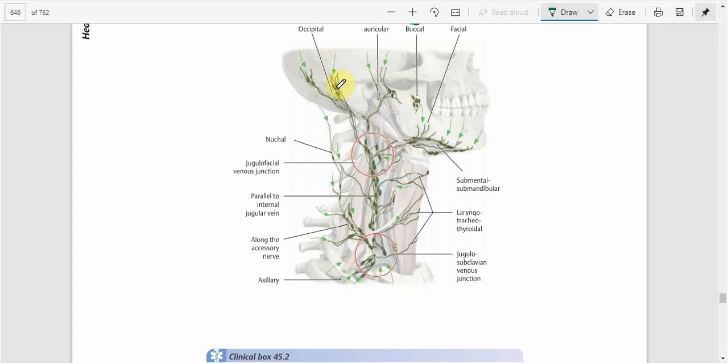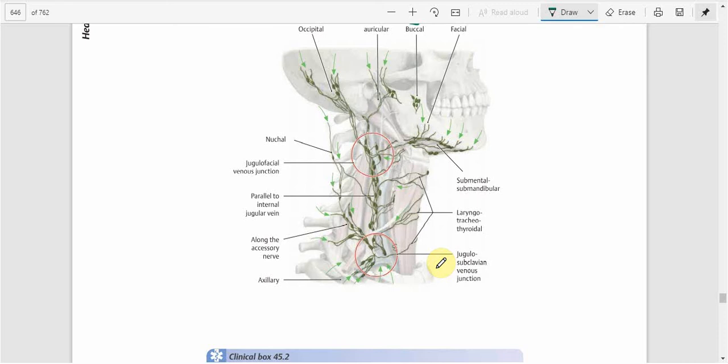right? And here we have the occipital lymph node, auricular lymph node, buccal lymph node, submandibular lymph node, the facial lymph node, and this is the area that is being drained. The laryngo-tracheo-thyroidal area is being drained over here, and over here we have the jugulo-subclavian venous junction, and that is also where the thoracic duct ends up draining.